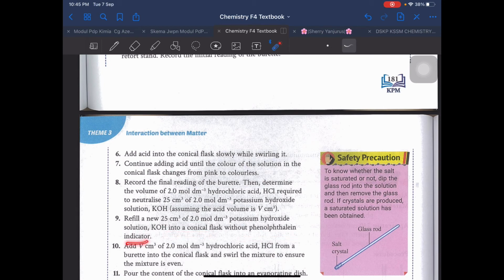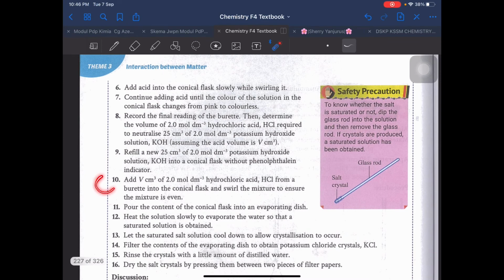Phenolphthalein indicator. Okay, kali ni you need to refill lagi KOH into a conical flask. Kalau tadi we add phenolphthalein, now you need to discard it. Jangan lagi letak phenolphthalein. So you will see no color changes lah. Tiada lagi pink, tiada lagi.